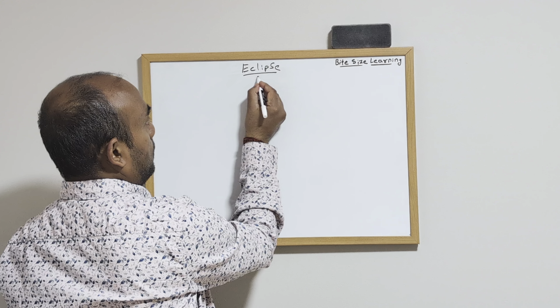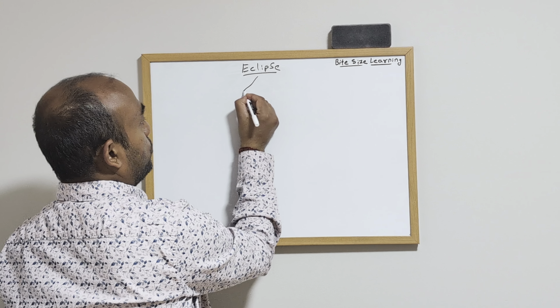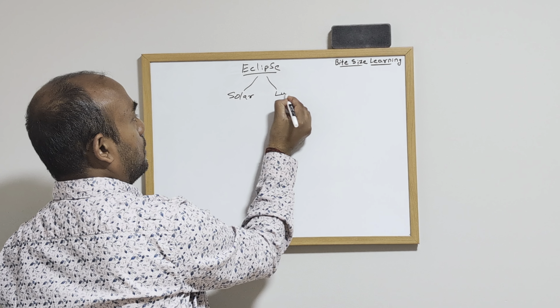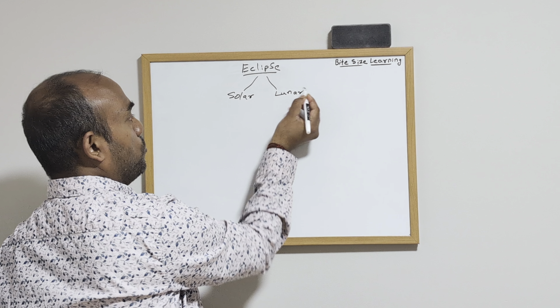Today we are going to learn about eclipse. So let's understand what eclipse is. When you have a source of light and an observer, let's say I am an observer and the source of light is sun, and an object obstructs the light between the source and the observer, that phenomenon is called eclipse. So we define eclipse in two ways. One is solar eclipse and another one is lunar eclipse, right?